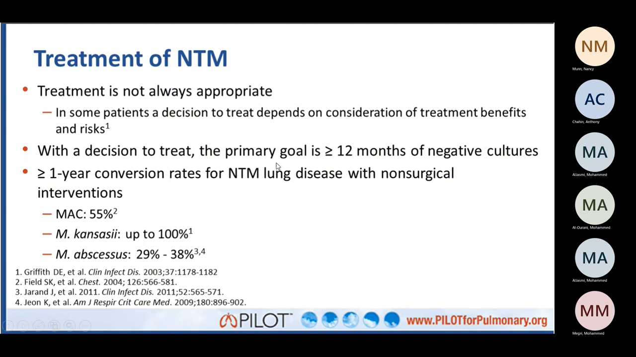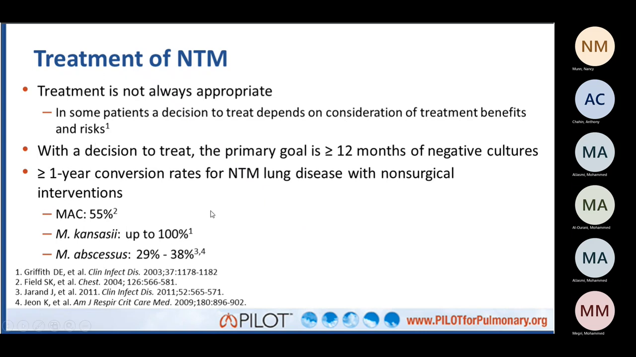Again, like I said, you consider the factors that we've discussed, but if you do treat, your treatment goes 12 months at least beyond the first negative sputum culture. And so the treatment on average takes beyond 1 year, usually 18 to 24 months. It's very important. The slide shows that in cancer, you can get up to 100% if you do it right. It's sensitive, more treatable, and more likely to achieve culture negativity.